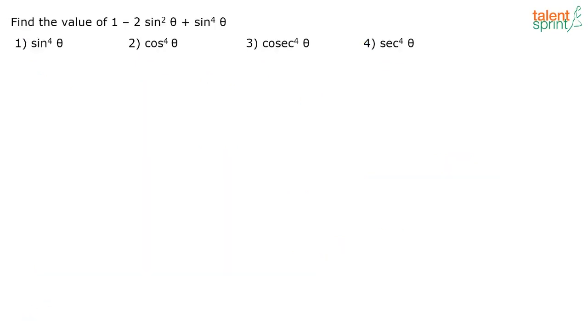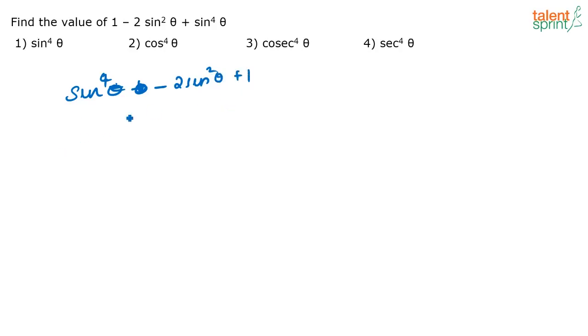Okay. Now, next one. Find the value of 1 minus 2 sine square theta plus sine to the power 4 theta. So what is this? Again, a very easy question. You just have to see what is given here. It is given sine to the power 4 theta minus 2 sine square theta plus 1. Right? You have to find the value of this.